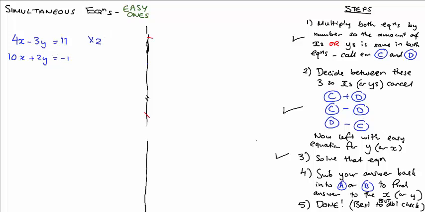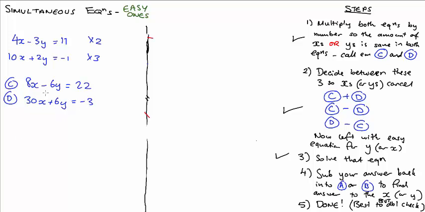So I times this one by 2, I times this one by 3, because that's going to make my y's equal. It's going to give me 6y. That's also going to be minus 6y. My favorite situation. So that's going to give us C and D like this. 8x minus 6y equals 22. This one will give us 30x plus 6y. That's going to equal minus 3.